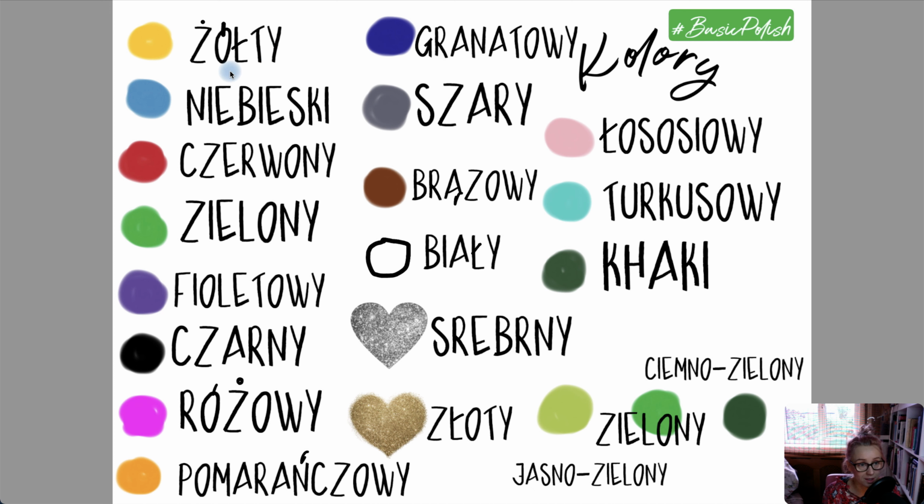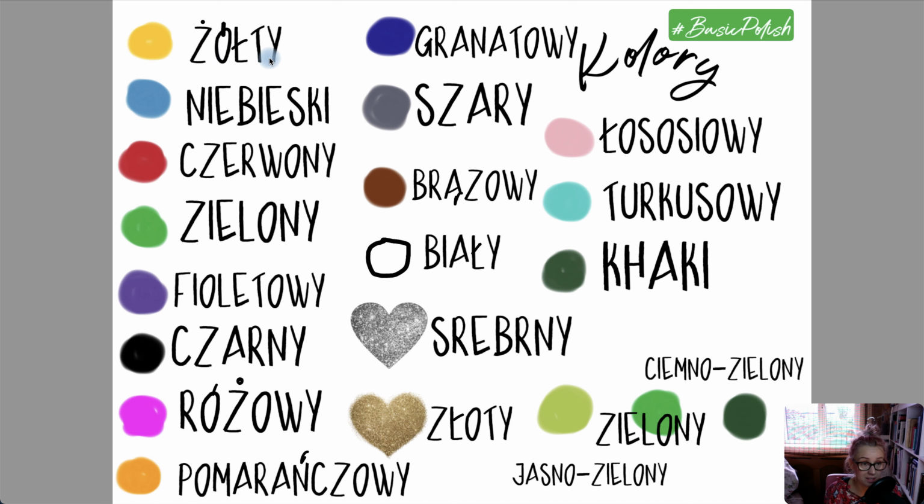So żółty, let's start with the first color. Let me just give you an example. Żółty is yellow. I would use this version of this adjective only if I was describing something masculine. So for instance, żółty rower, yellow bike. But if my mobile phone was yellow, komórka is feminine, then I would have to change that ending and replace it with a. So my yellow mobile phone would be żółta komórka.